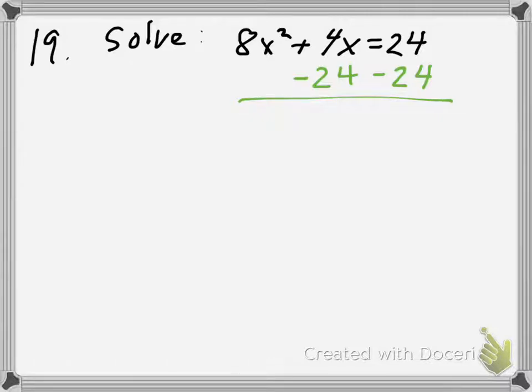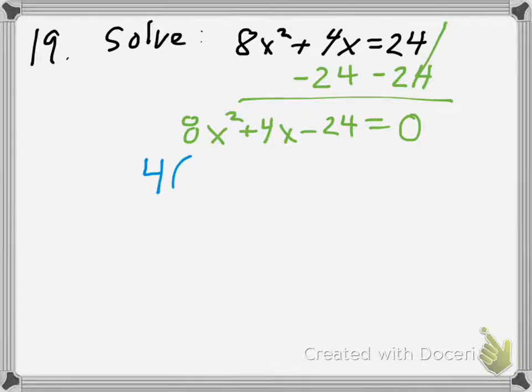The left-hand side, I can't combine any of these three terms, so I'm just going to write it in standard form. 8x squared plus 4x minus 24, and that's equal to now 0. Now that it's equal to 0, I can see if I can factor this. If not, I would have to apply the quadratic formula. So before I apply method number 3 of factoring, I notice that 8, 4, and 24 have a common factor. I can factor out a 4. 4 divides all three terms.